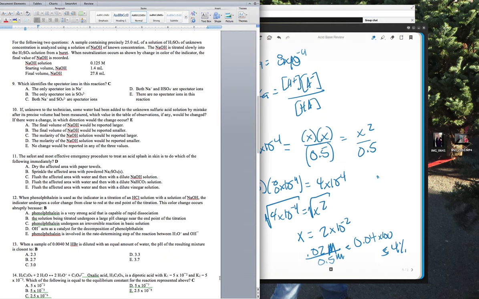Because if you've already established how much acid you have, then it doesn't matter if you add some water in there, because you're not changing the moles of acid. And you're still going to have the same number of moles of base that you're adding in. So again, adding water does not affect your titration calculations.